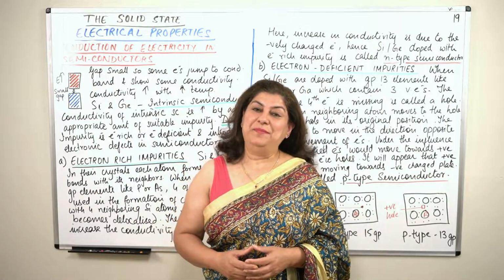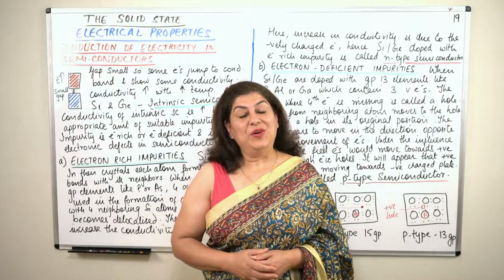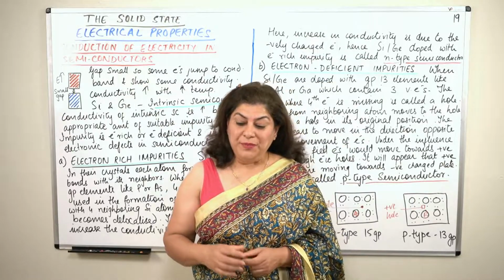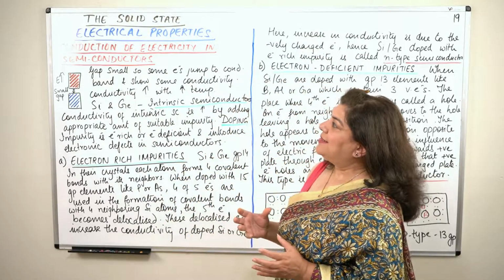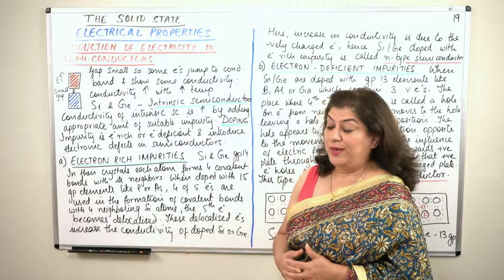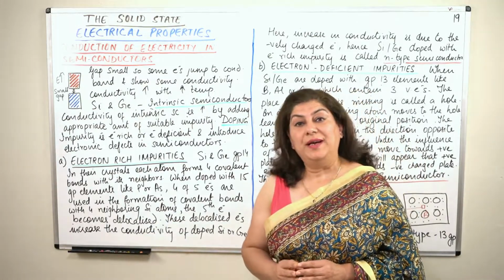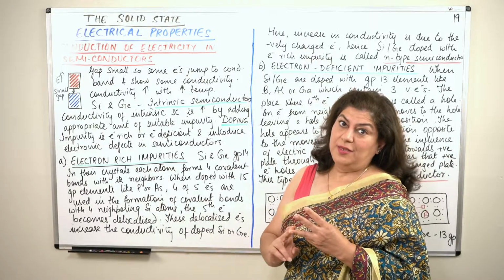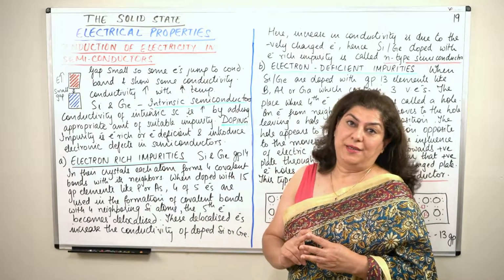Hello, I'm Seema and welcome to part 19 of the chapter The Solid State. In the previous video, I started discussing the electrical properties of solids and I told you that there are three kinds of solids, that is, conductors, insulators and semiconductors.